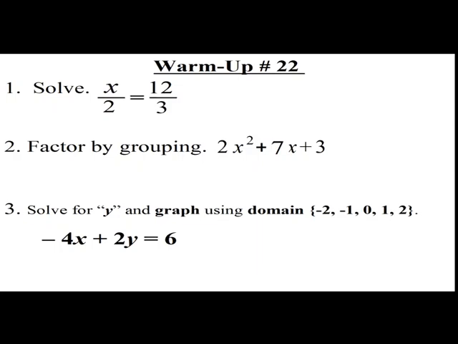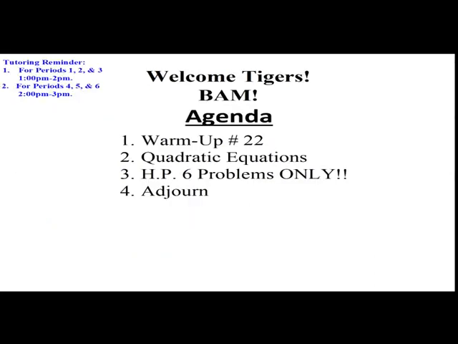All right, so we covered the warm-up, number 22. Number 1 says solve x over 2 equals 12 over 3. Number 2, factor by grouping 2x squared plus 7x plus 3. And number 3, solve for y and graph using the domain -2, -1, 0, 1, 2. The equation given is -4x plus 2y equals 6. Copy that and do that on your own, which we already did, sorry.